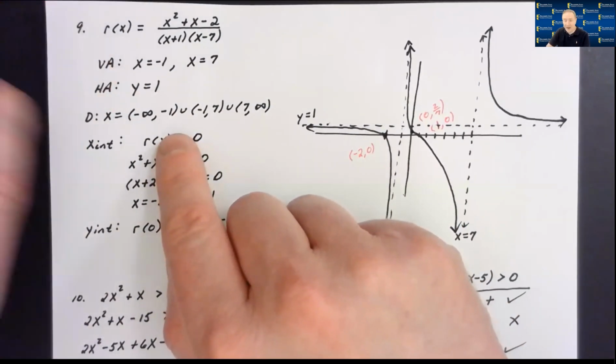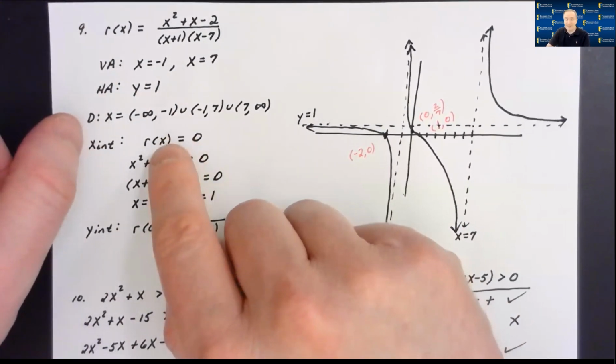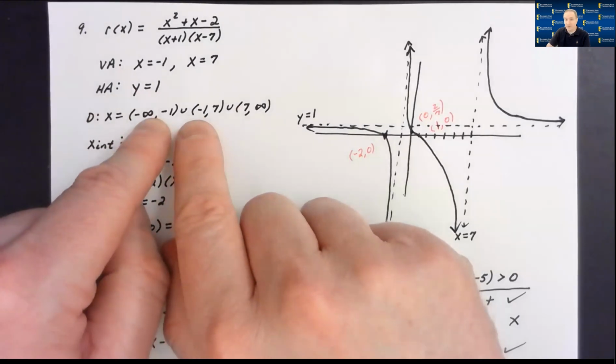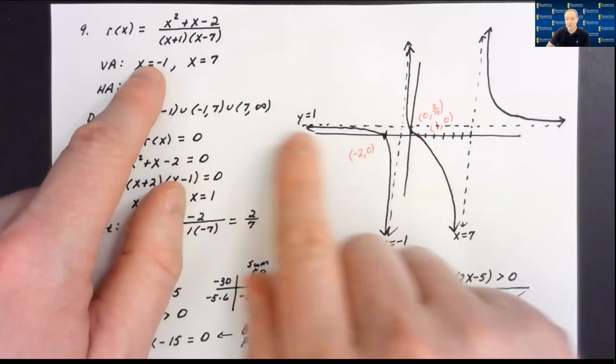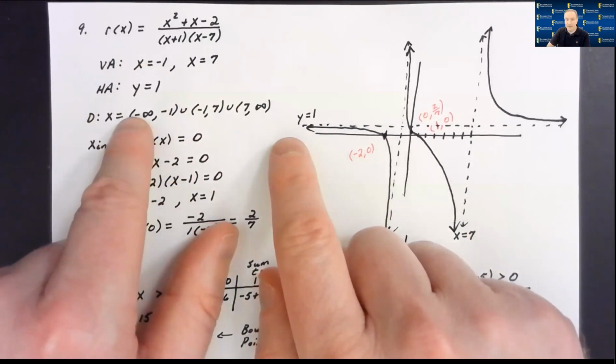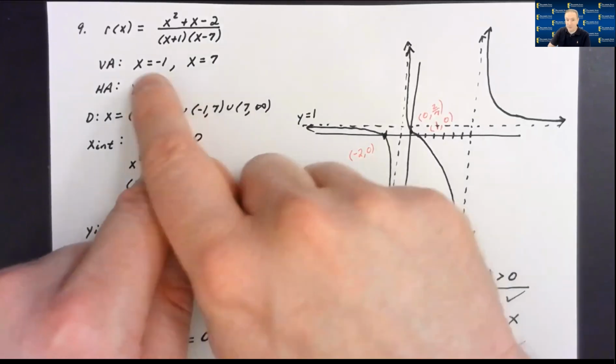Now, I also ask you to state the domain of the function. You can say, well, the domain is easy because it's just broken up by your vertical asymptotes. You would say it's going to move forever to the left and go up till x equals negative 1.